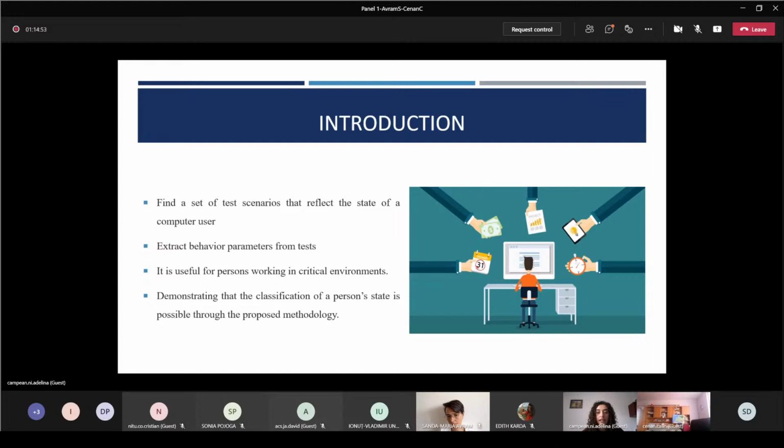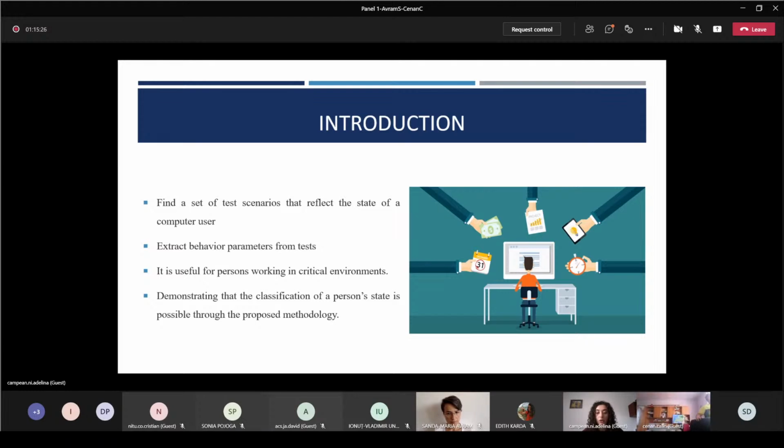I present the quality and efficiency of human activity and how it is significantly influenced by the subject's stress or fatigue state. The main goal of the present project was to find a set of test scenarios that may reflect the state of a computer user. The behavior parameters extracted from this test are used to classify the state of a person as normal or abnormal under stress or fatigue. The developed framework would be useful for persons working in critical environments or for those who have to perform critical tasks.